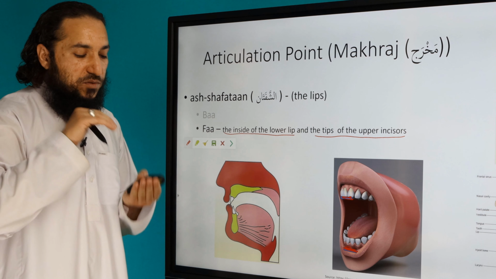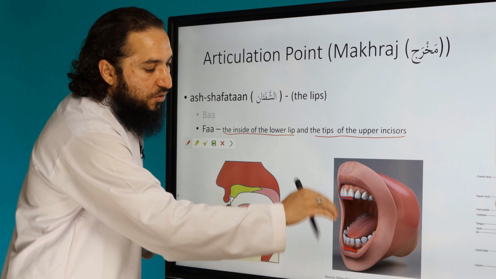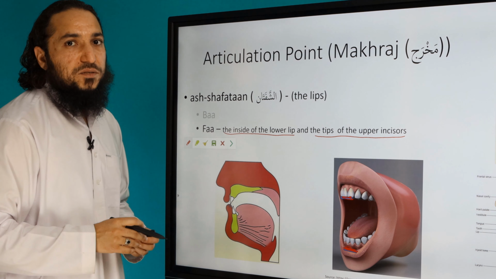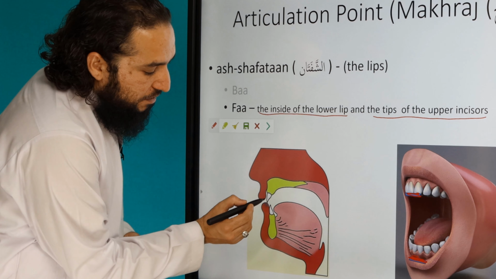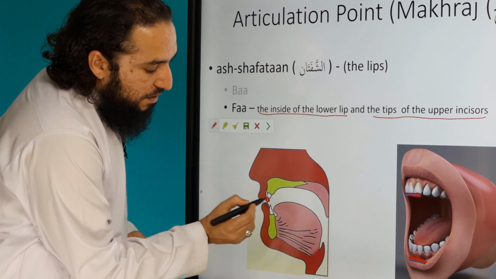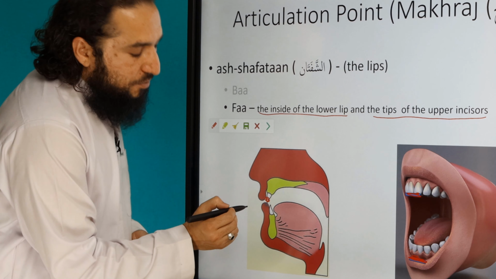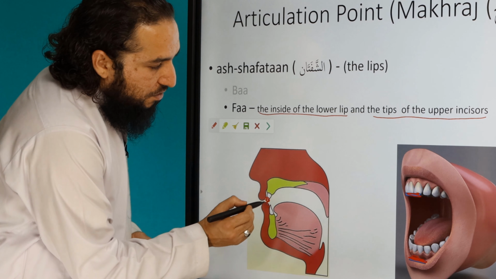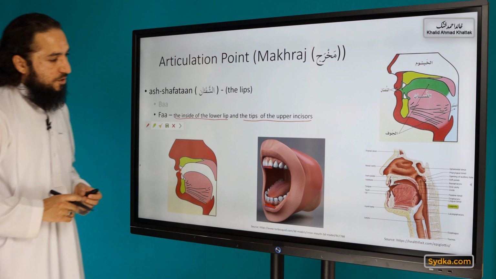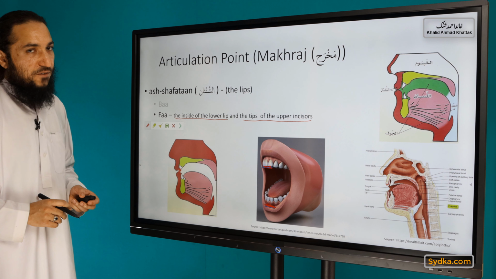So when you're pronouncing it, the upper incisors sit on the lower lip, creating the sound Fa. The tips of the upper incisors and the inside of the lower lip, that's how the sound of Fa is produced.